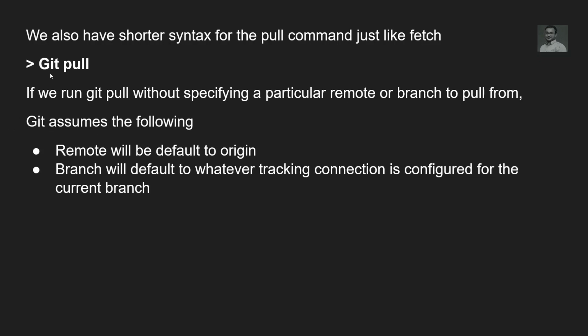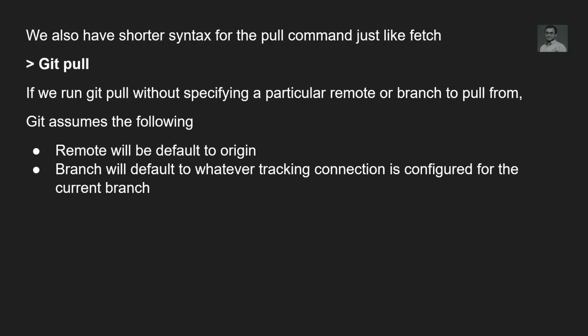For example, if you are running only the command git pull, what it will assume is, since you are not mentioning the remote, the remote will default to origin. And since you are not mentioning the branch, the branch will default to whatever tracking connection is configured for the current branch. So for example, if you are on the master branch, the tracking connection for the local master branch will be with origin master. If you want to, you can keep another tracking connection also.